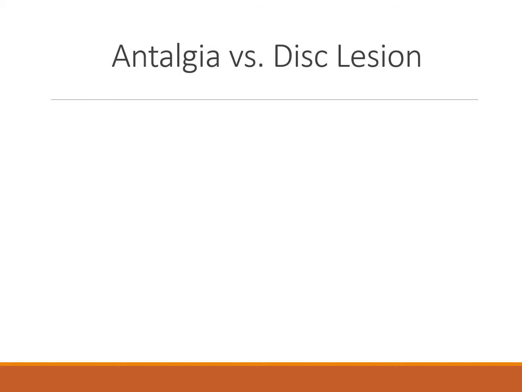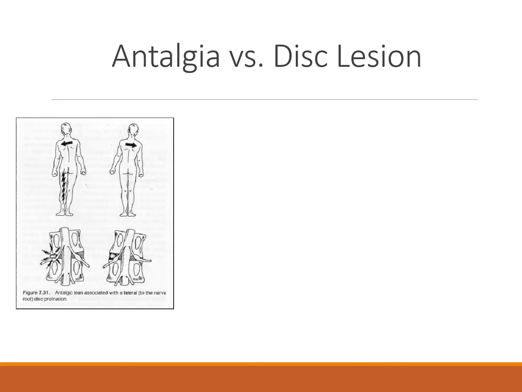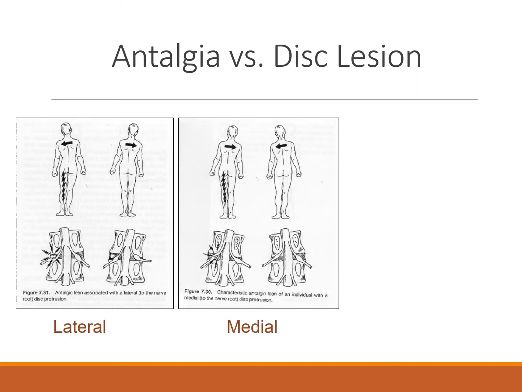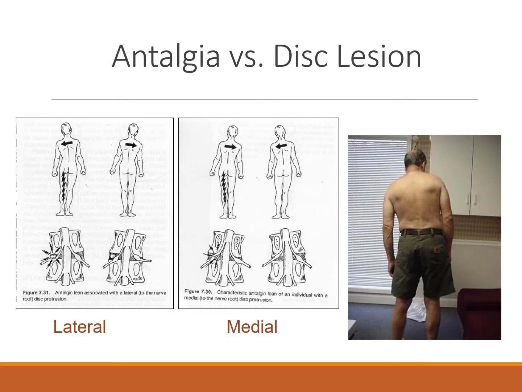Okay, the antalgic lean versus the position of the disc lesion. You are familiar with these before. You've had these covered in other classes. When we have the lateral disc protrusion, the patient leans away from the disc lesion to the opposite side. So if it's a left disc protrusion that's lateral, the patient will lean antalgic to the right. If it's a medial disc protrusion, the patient typically leans to the same side of the protrusion to keep the pressure off the nerve.